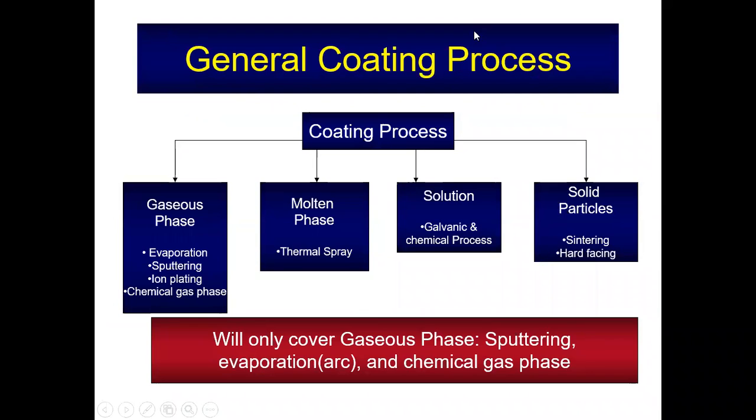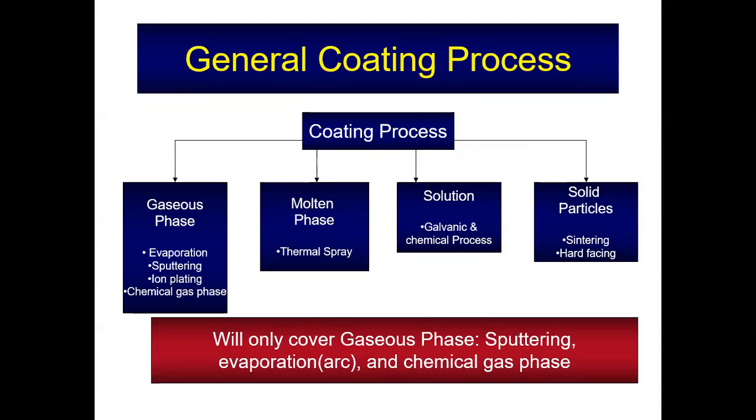A general coating process. If you look at the coating process as a whole, there are many types of coating process. You can categorize it into these four categories. One is gaseous phase. The other ones are molten phase, solution phase, and solid particle phase. The category reflects how the coating, or a layer of coating, is being developed on the surface.